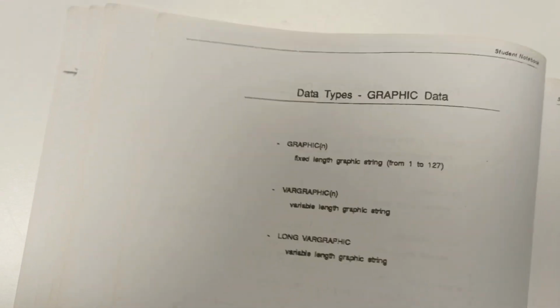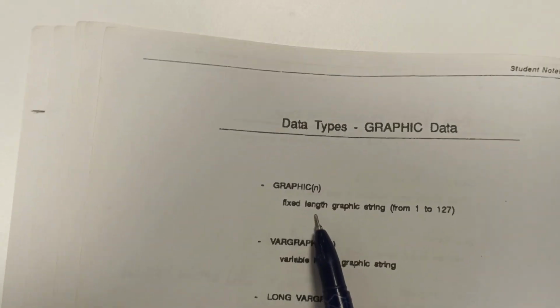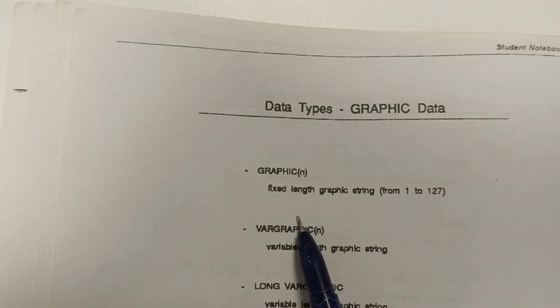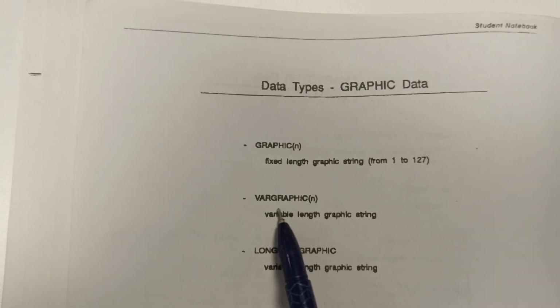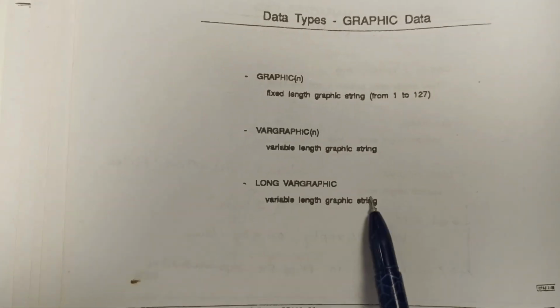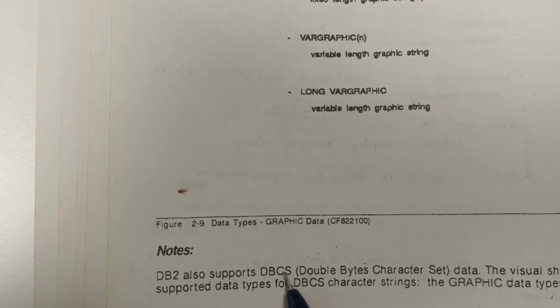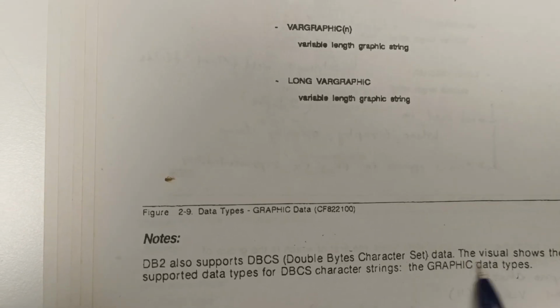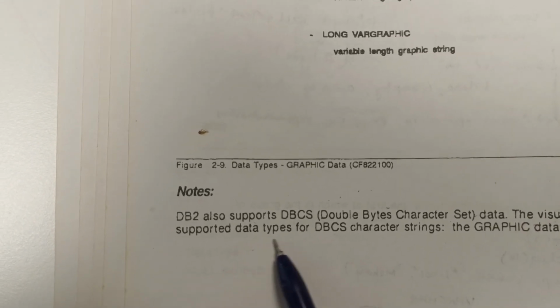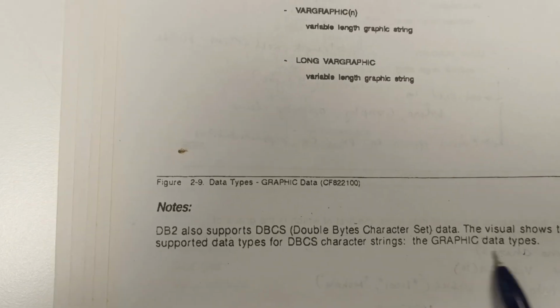Similarly, like I told, we have another data type, the graphic type. These are similar to character fields; we have graphic and varchar graphic fields, where graphic is nothing but a character field, and long varchar graphic field. These are used to store things like pictures, double byte character strings. These are used for the graphic data type.